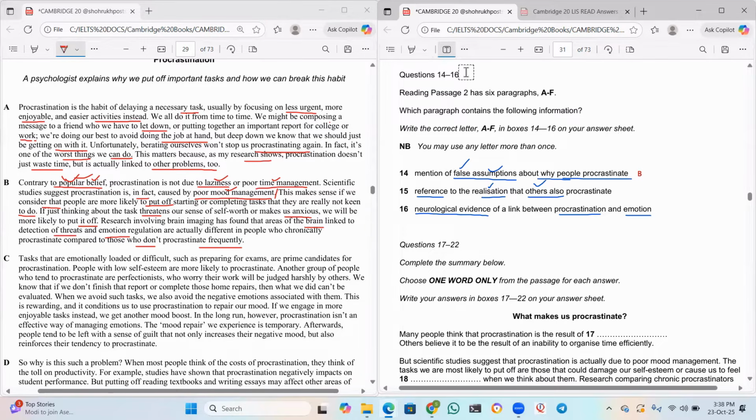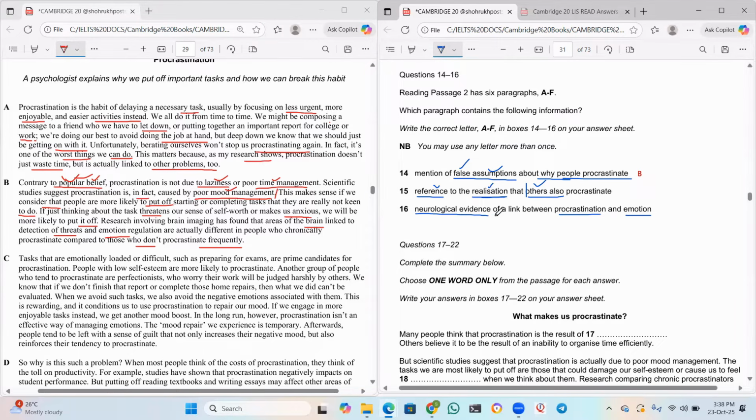Okay, that is good. Then what about the next one, sir? Reference to the realization that others also procrastinate. Is there any reference to the realization? That's what we have to think about. Others also procrastinate. It is given here that other people also procrastinate. But where is the reference to realization? I have not read about it. So the 15th is not matching.